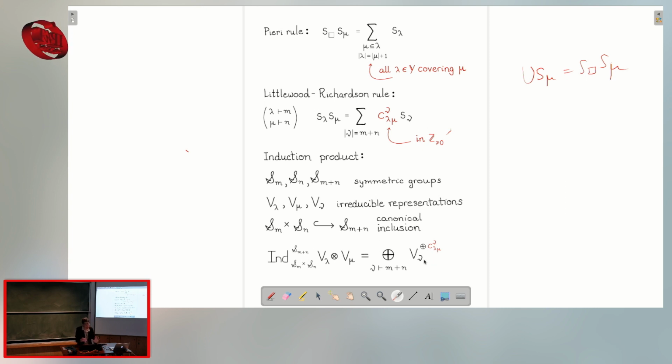We'll see a kind of analog of this in the Young-Fibonacci lattice. The Pieri rule is more general than just a single box; it would be a row. Yeah, but if you like, it's all a special case of Littlewood-Richardson.